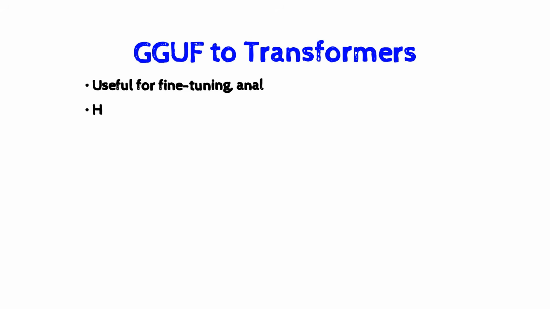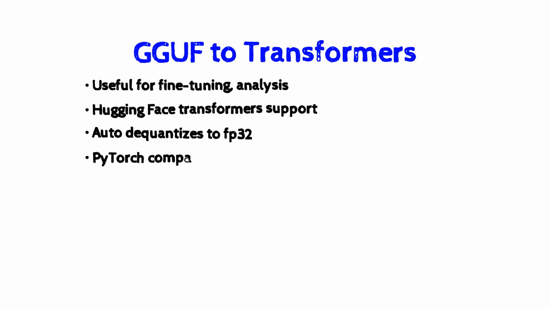Converting GGUF back to the Hugging Face Transformers format is also possible. This is useful when you want to fine-tune a GGUF model, analyze it with PyTorch tools, or convert it to another format. The Hugging Face Transformers library now has built-in support for loading GGUF files directly. When you load a GGUF model, it's automatically dequantized back to full precision FP32 format for PyTorch compatibility. This creates a flexible workflow where you can move between formats as needed for different purposes.